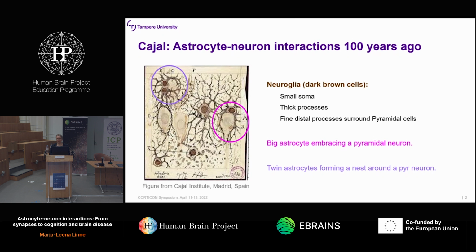I just wanted to point out that already more than 100 years ago, Cajal was drawing neuroglial cells, these dark brown cells shown here that have a relatively small soma, many thick processes, and then also many fine distal processes that surround pyramidal cells. In this case, this is, I think, hippocampal circuitry. In pink, you see a big astrocyte embracing a pyramidal neuron, and then an interesting case where twin astrocytes are forming a nest around a pyramidal cell.